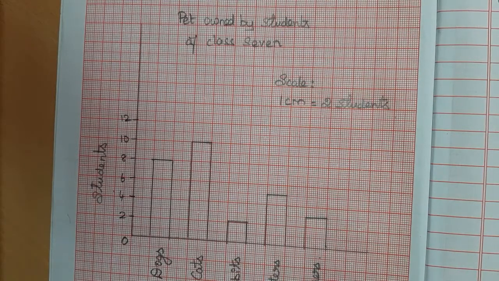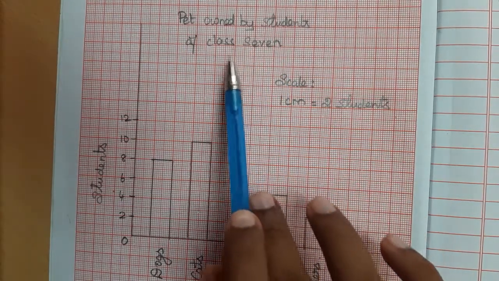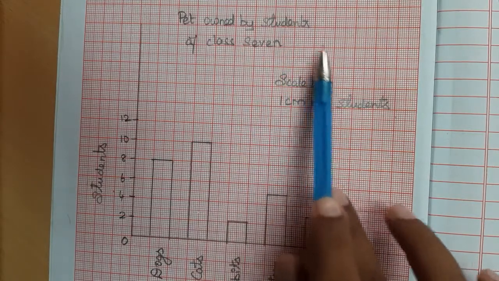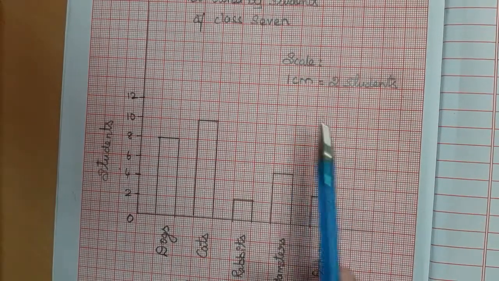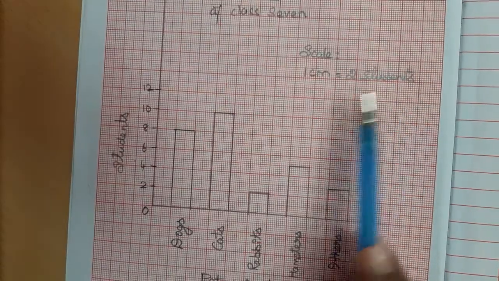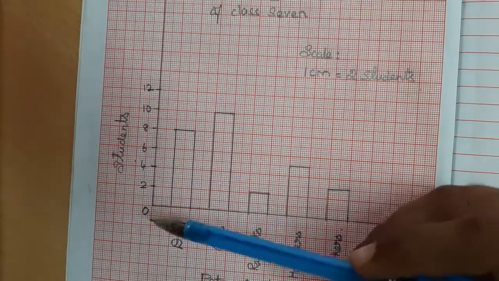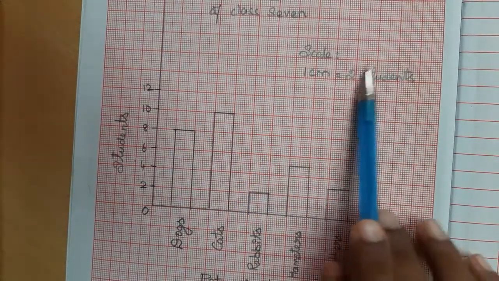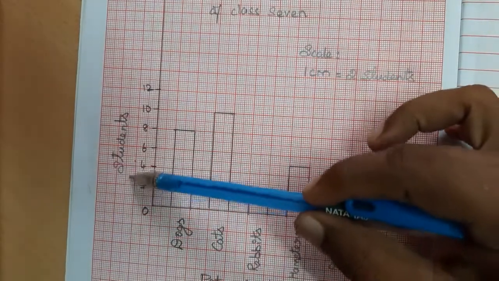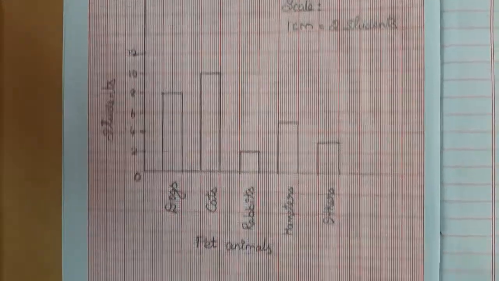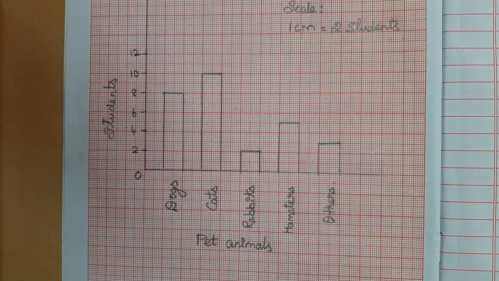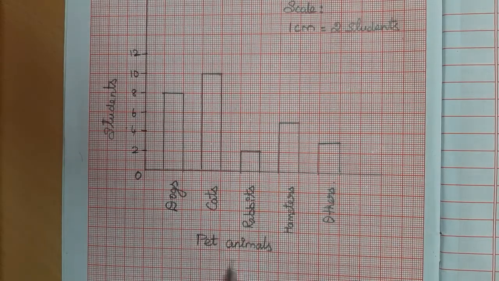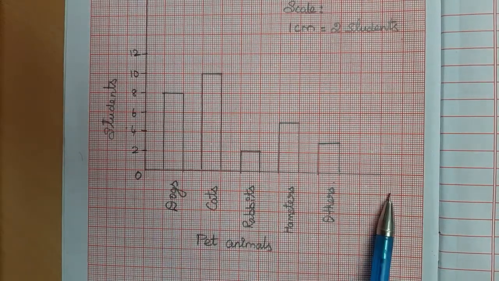We know that a bar graph gives data in an organized way. Here the data is the pets owned by class 7 students. The scale chosen is 1 centimeter equals 2 students. On this vertical line you can see 2, 4, 6, 8, up to 12, increasing by 2. That is the scale of 2 students, and it represents the number of students. The horizontal line represents the pet animals.